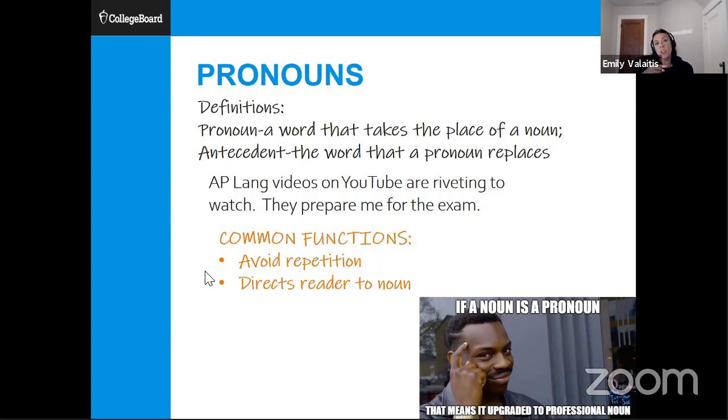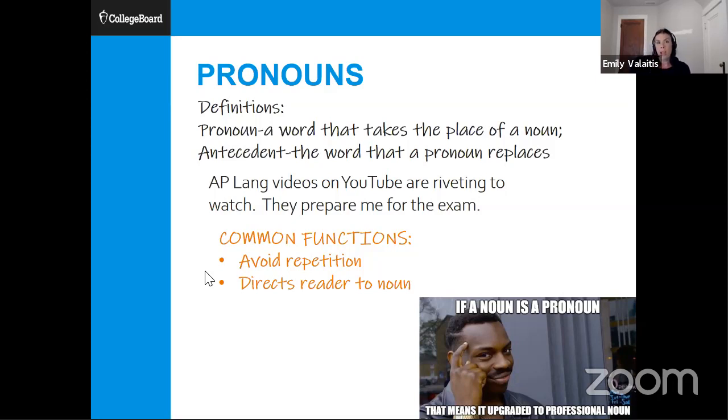Another thing is it's going to direct the reader to the noun. So if it is something like he or she or it, again, it makes you pause and make sure you know what that pronoun is. So it's going to direct you back to the noun itself.